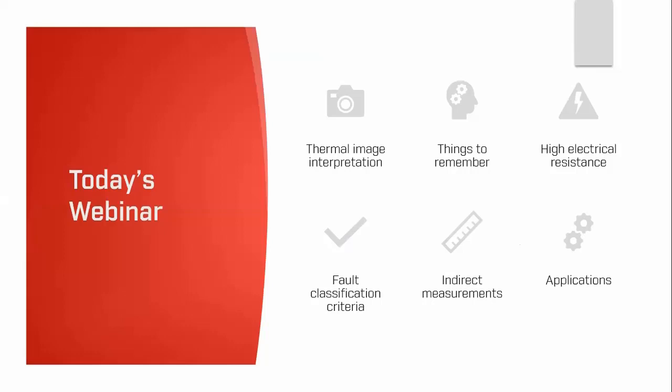So what we're going to cover today, we're going to have a look at thermal image interpretations and what type of patterns to look for. We're going to have a look at things to remember. What is high electrical resistance? What is fault classification criteria? How do we perform an indirect temperature measurement if it's possible? And then some applications at the end.